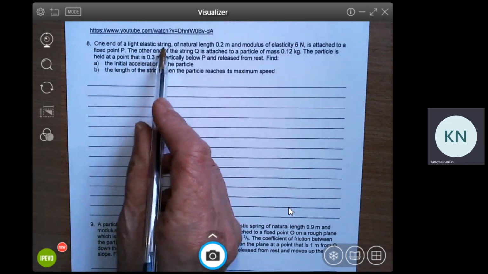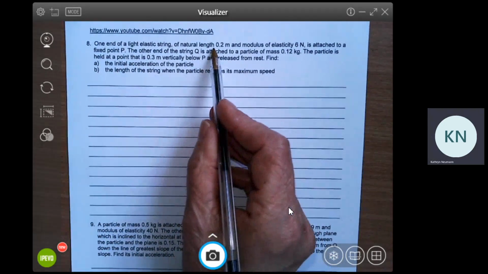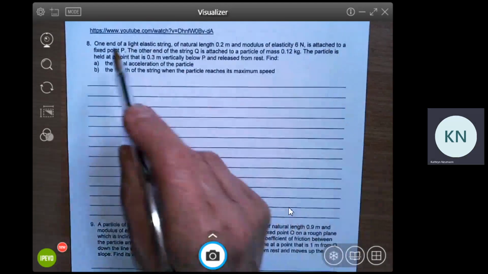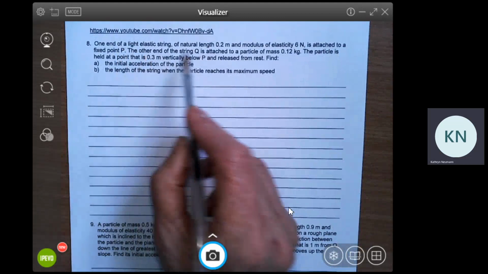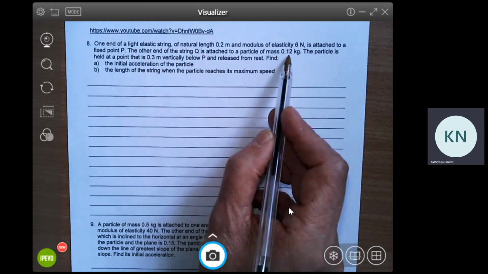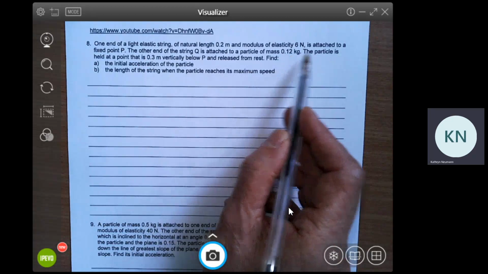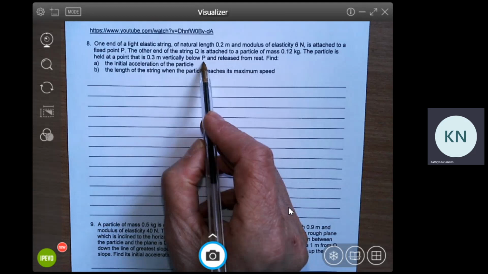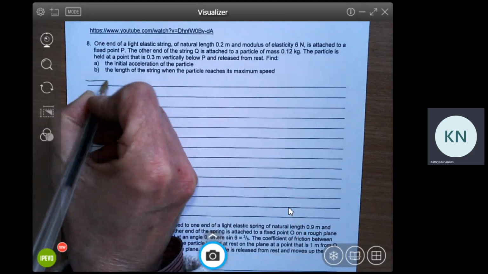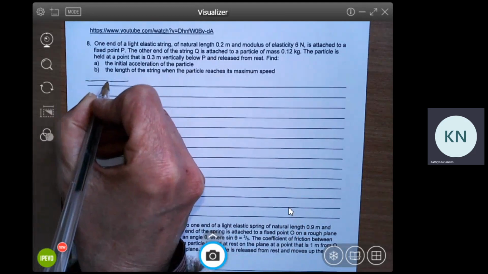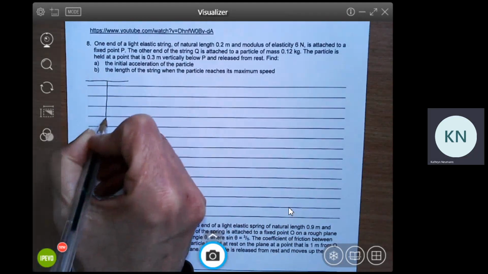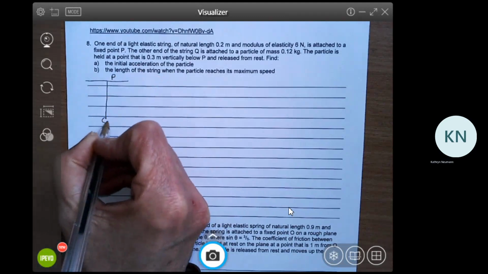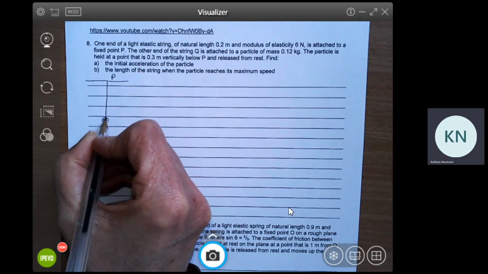We've got a light elastic string, natural length 0.2, modulus of elasticity 6, attached to a fixed point P. The other end is attached to a particle of mass 0.12 kilograms, and it's held at a point 0.3 meters vertically below P. So it's worth getting your head around what's happening. We've got this situation here. Something is held below the fixed point. So here's the fixed point P. This is held vertically below it.